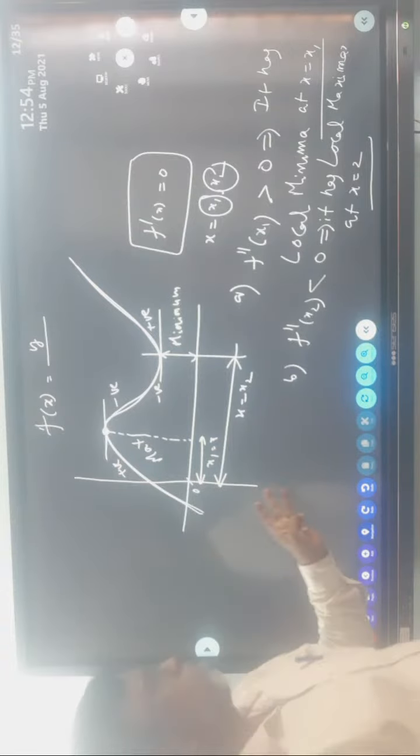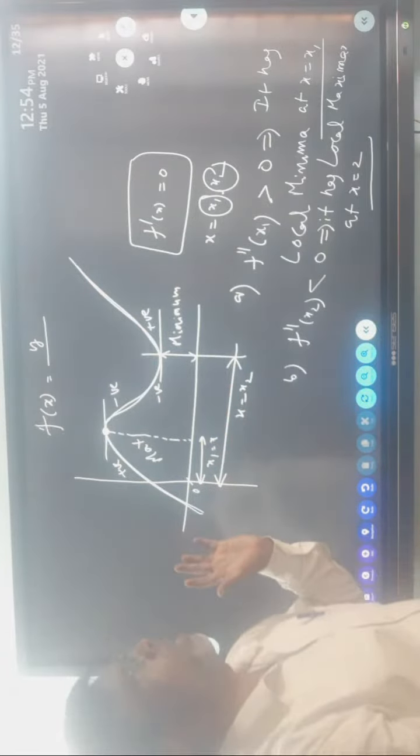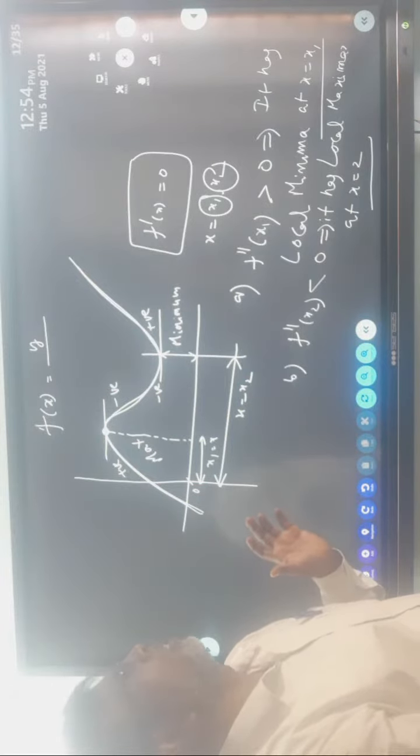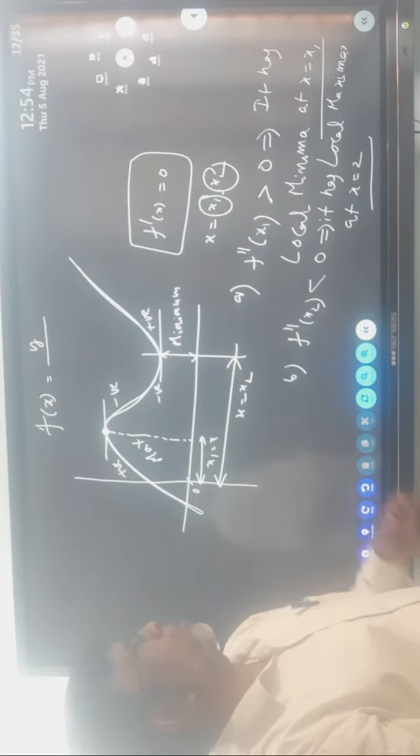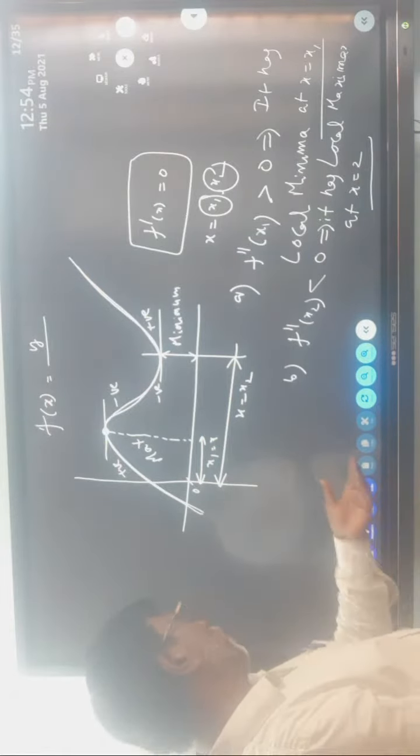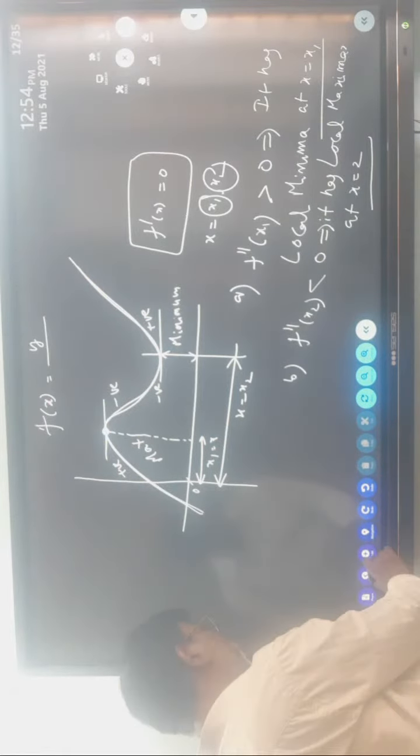So first you have to find out where it has maximum and minimum. This is the first concept. Now we are going to the next concept, taking a problem like this.